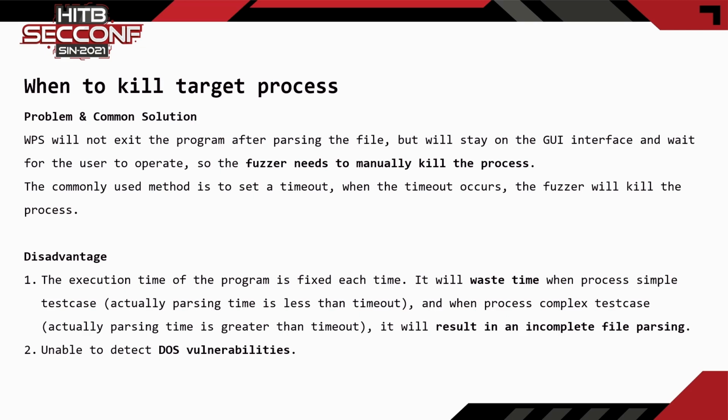The commonly used method is to set a timeout. When the timeout occurs, the fuzzer will kill the process. This approach has two disadvantages. The first disadvantage is that due to the timeout setting, the execution time for each test case is fixed. When the process parses a simple test case, whose actual time is less than the timeout, it wastes time. When the process parses a complex test case, whose actual time is greater than the timeout, it results in incomplete file parsing. The second disadvantage is that it cannot detect DOS vulnerabilities.